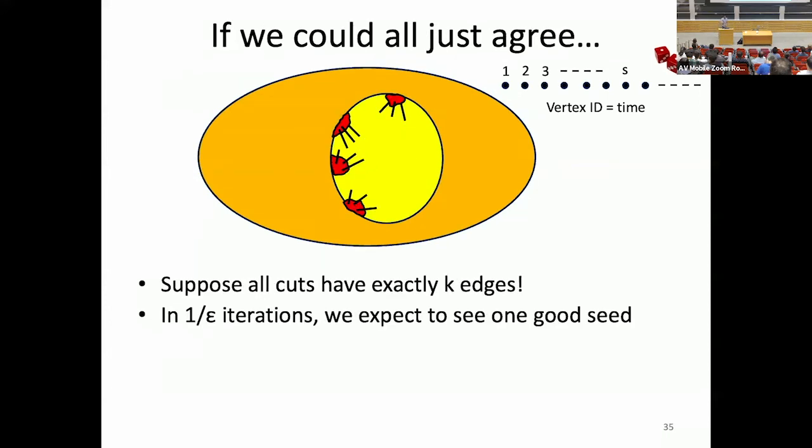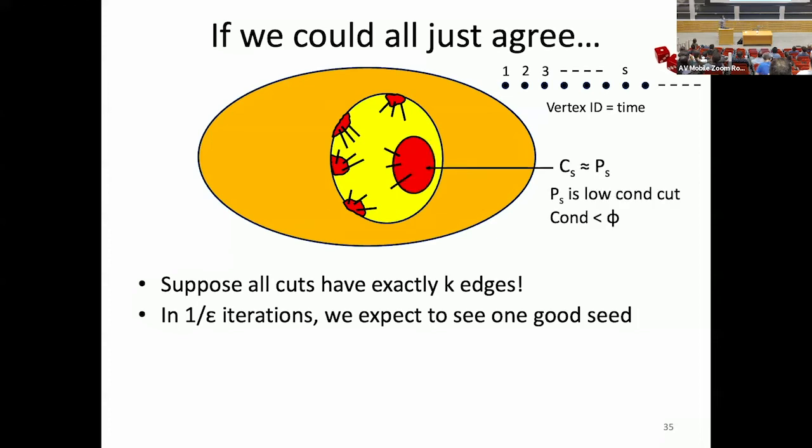Suppose all the cuts had exactly k edges, right? In this case, k is equal to 3. I've carefully designed this so that all the cuts have exactly 3 edges. So suppose that every time you're running this diffusion, magically you only got a cut with k edges. So after 1/epsilon iterations, we'll see one good seed, which lies bang in the middle. And this cut also will cut 3 edges. But because it's a low conductance cut, there are lots of vertices in here.